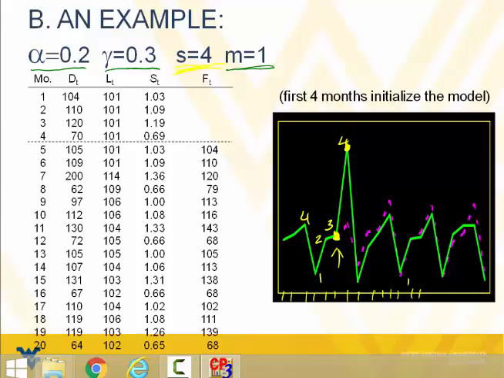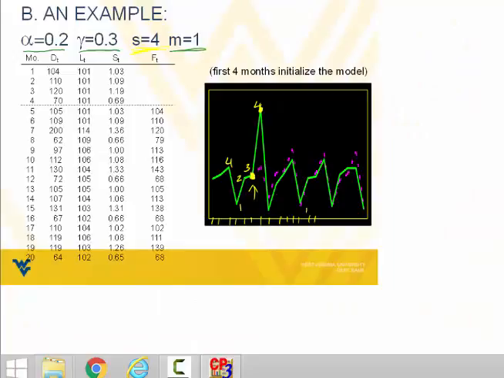Okay, so now let's do a couple of examples here. Any questions about this so far? Okay. Let's start by trying to calculate the level for period 16. So what is my formula? It's alpha. So what period's demand should I use? And what period's seasonal index should I use?